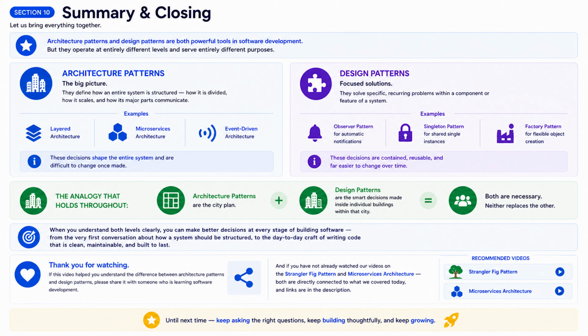The analogy holds up all the way through. Architecture patterns are the city plan. Design patterns are the smart decisions inside the buildings. Both matter. Neither replaces the other. Once you understand both levels, you can make better decisions when designing software, reading code, or joining a project that already exists. And that is the real win here. You stop reaching for the wrong tool. You start seeing whether the problem is about the blueprint or the room layout, the whole system, or the small mechanism inside it.